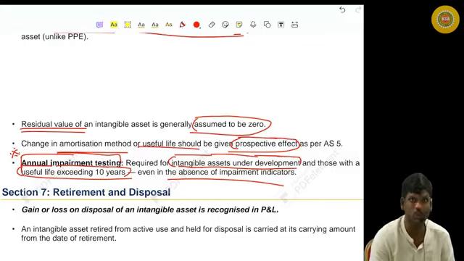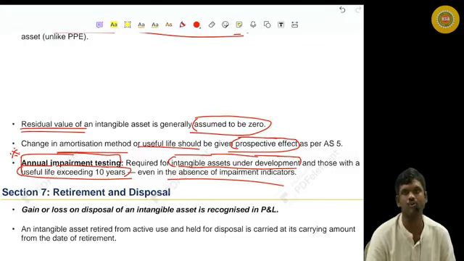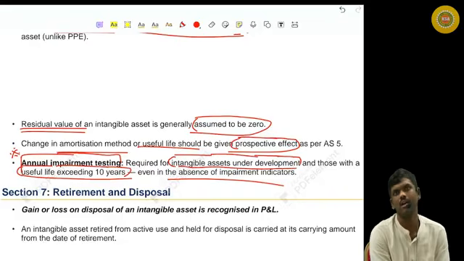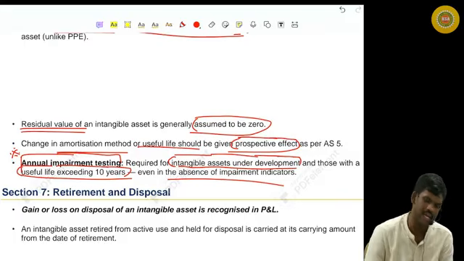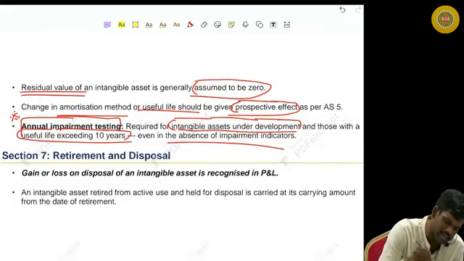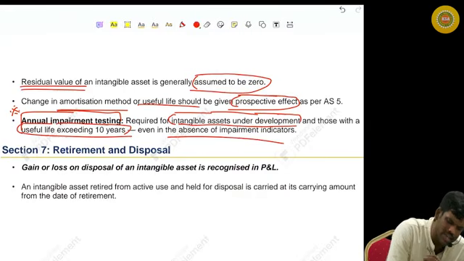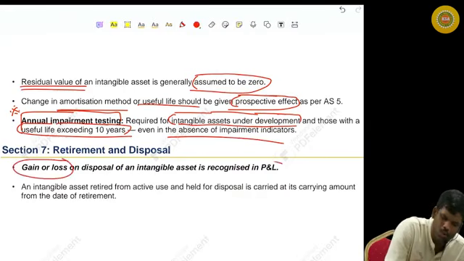But in these two cases, that is intangible assets under development and intangible assets where you have chosen to take a life of more than 10 years, you have to do an impairment test every year whether or not there are any indicators. And the last point is very simple. If you are disposing an intangible asset, gain or loss on that intangible asset should be taken to P&L.